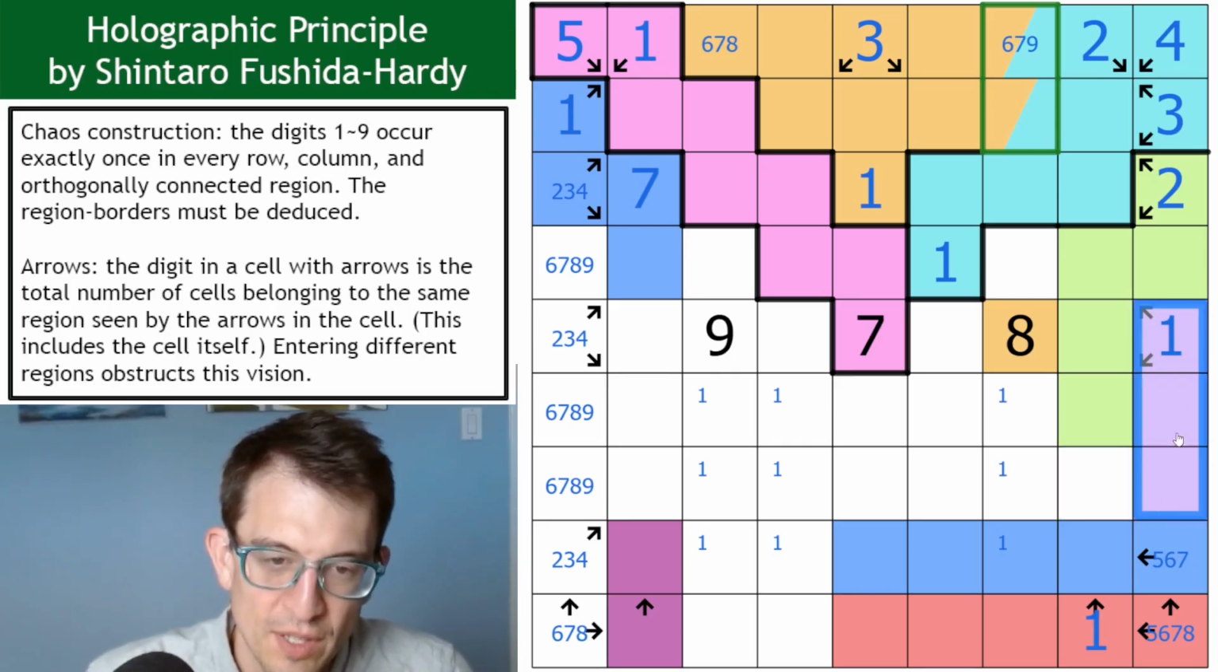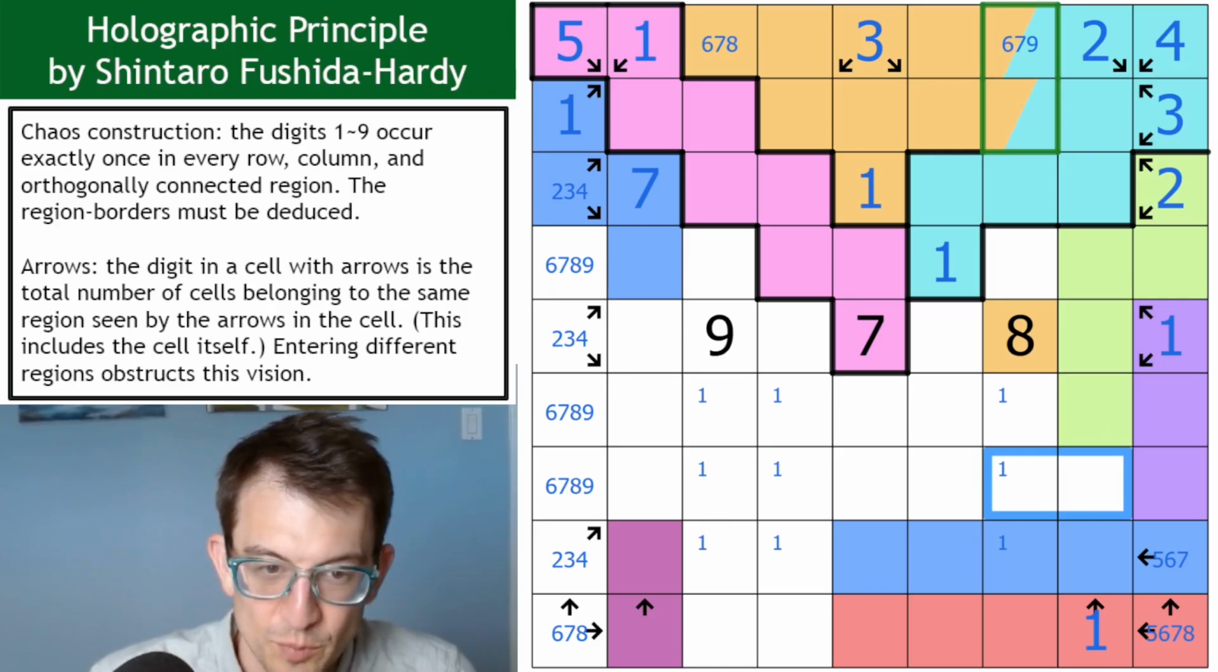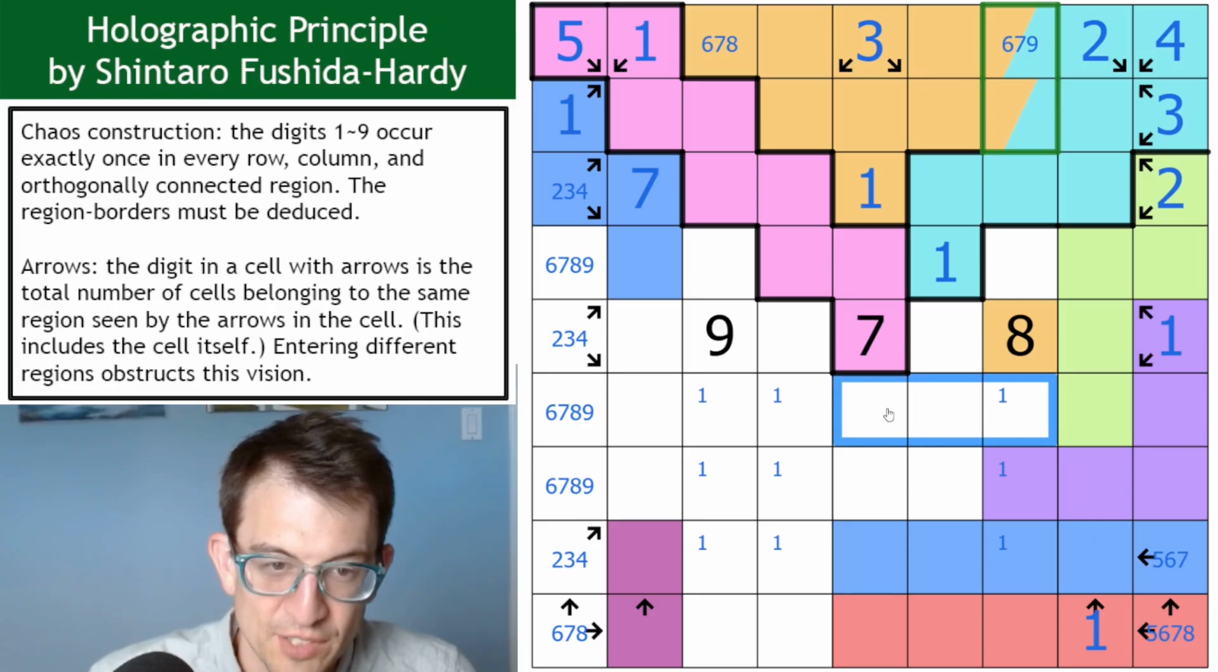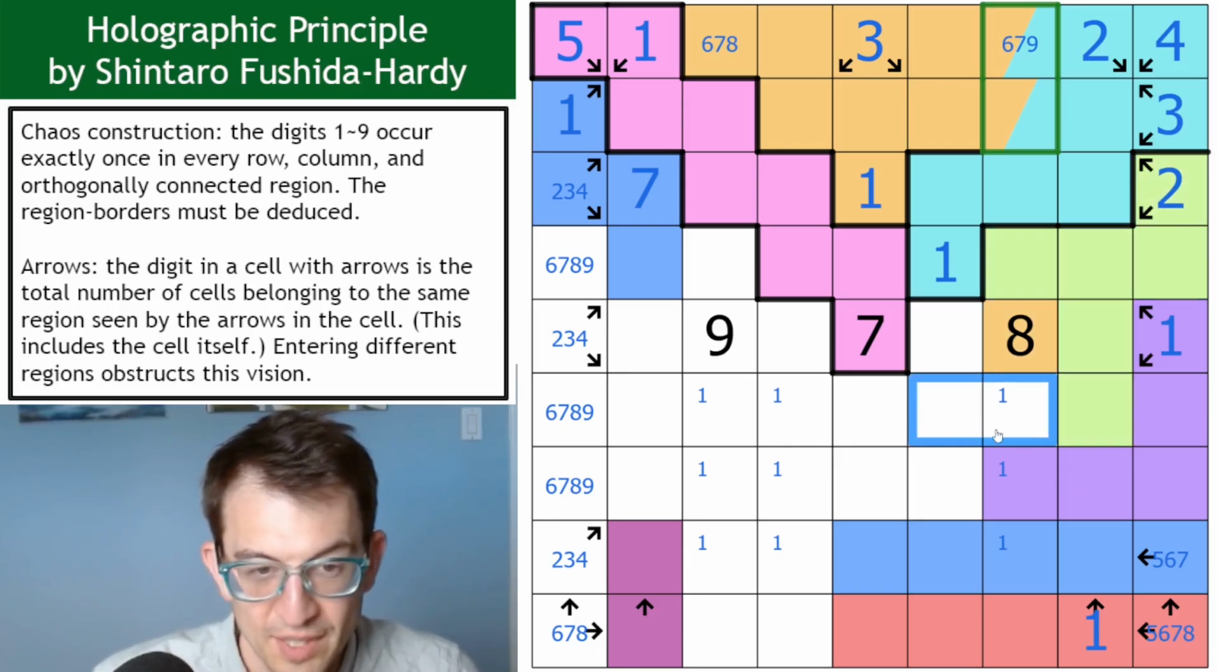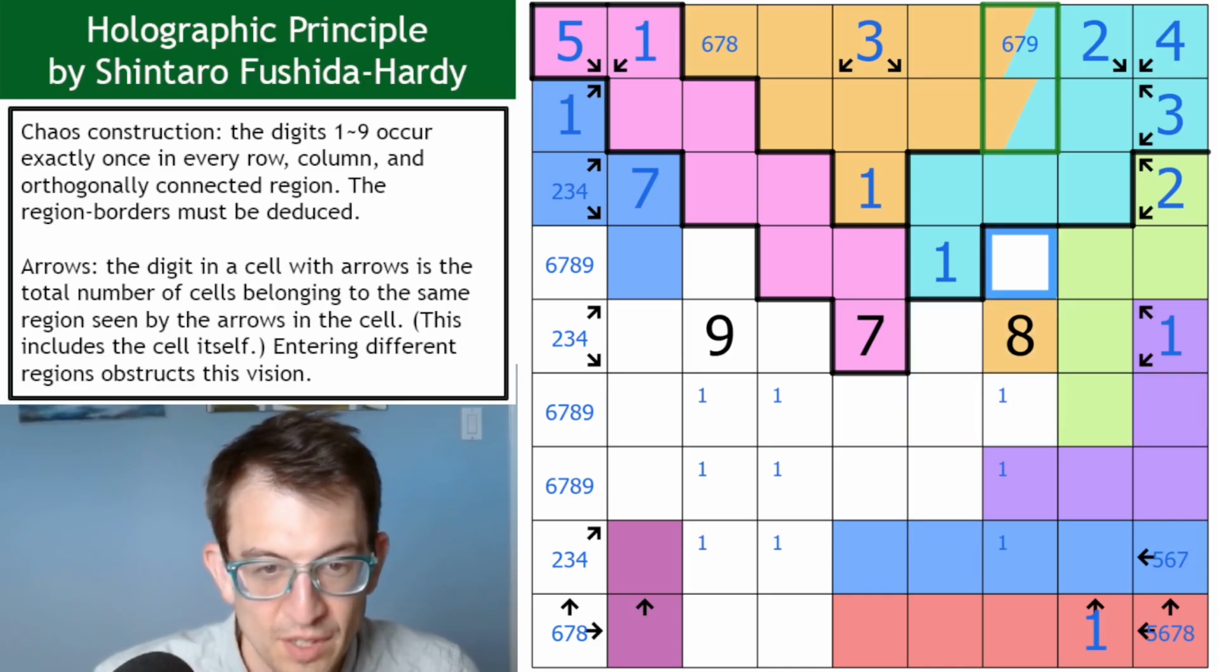So I'll suppose blue's not purple. Purple has to grow, right? And green has to grow. But even if green takes this cell, that's 1, 2, 3, 4, 5, 6 cells. It's got to grow 3 more. That's the 2 that has to grow. Now orange is stuck.